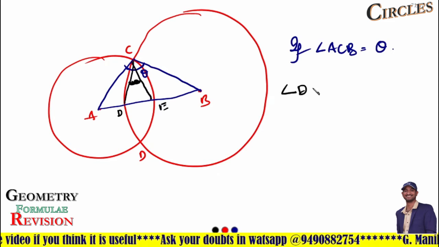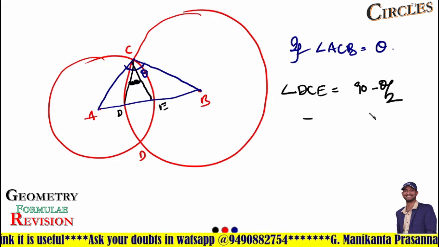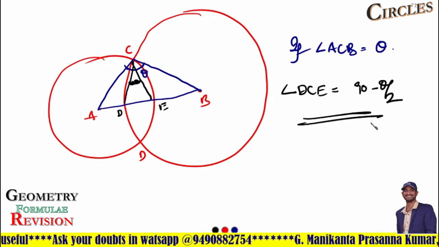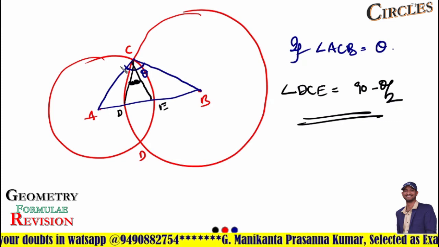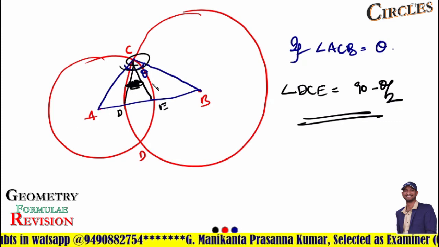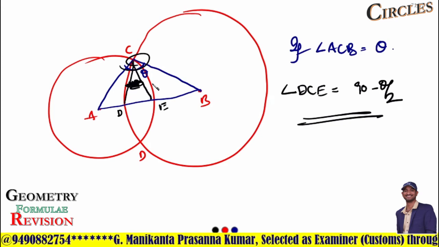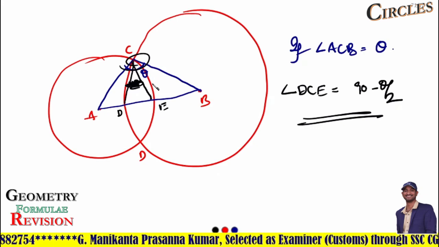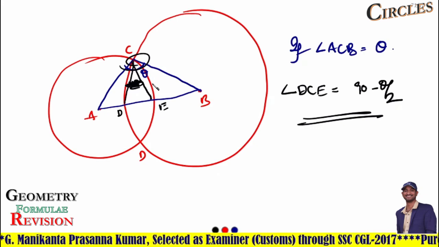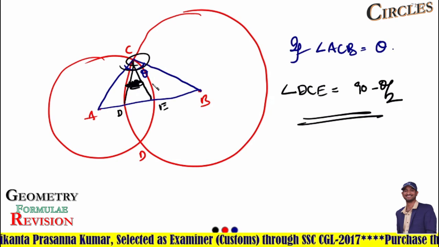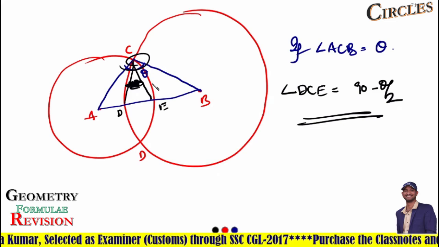Angle DCE is equal to 90 minus theta by 2. Very important formula. 90 minus theta by 2. If this angle is given, then this angle is 90 minus theta by 2. That's it. These are the important formulas in circles, total circles. And next we will discuss mensuration 3D, all the formulas in 3D mensuration. That's it. Is it clear?